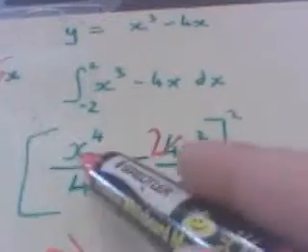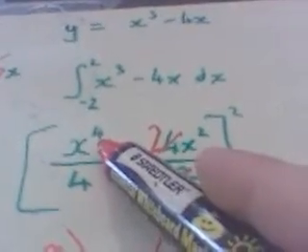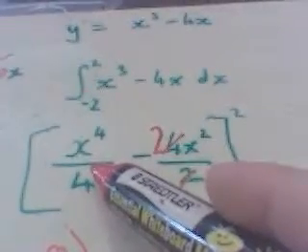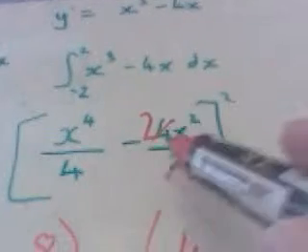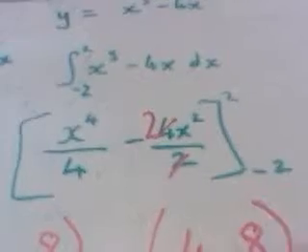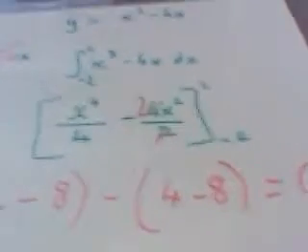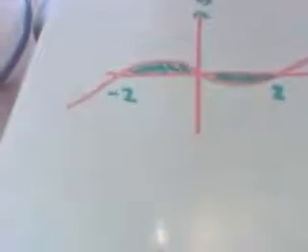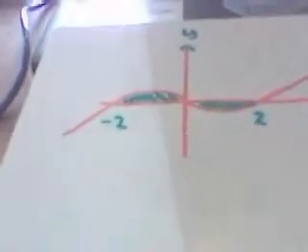Subtract. Now negative 2 to the power 4 divided by 4 is 4 again. Adding away 2 times 4, we get an answer of 0. So it appears that there's no area between the curve and the x-axis. Well, let's investigate that a little further.